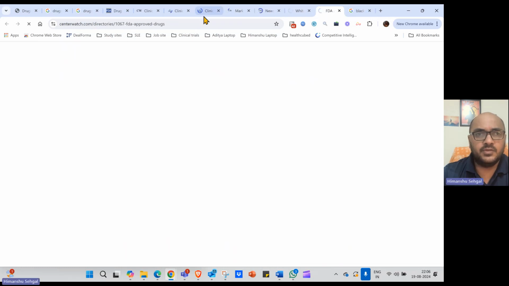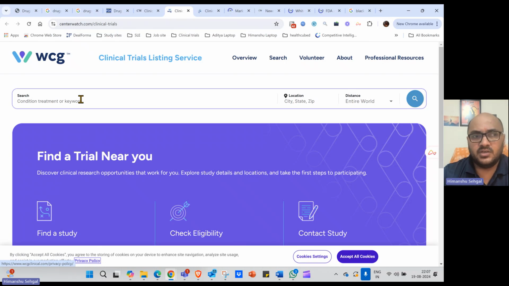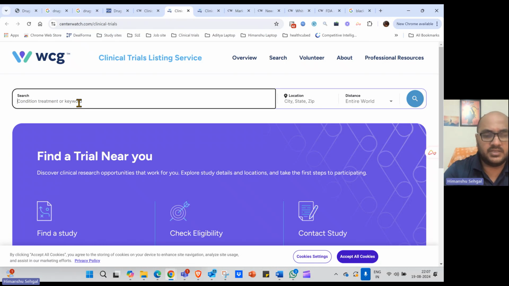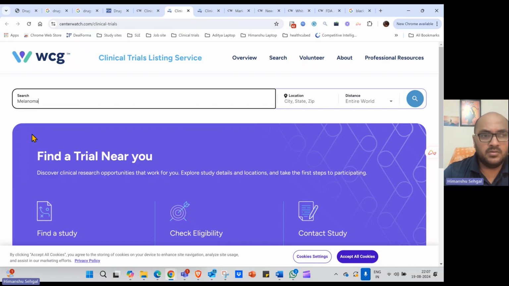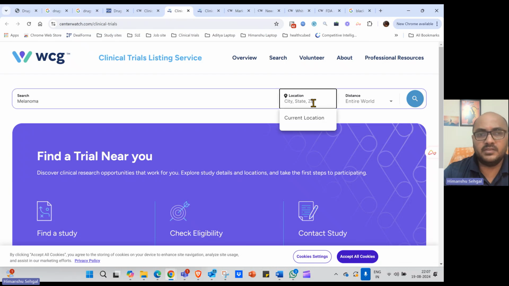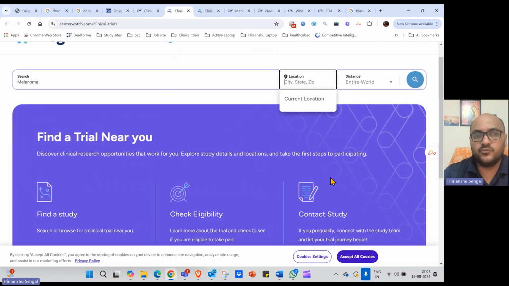So just refresh everything. You can search on this, which is the trial near me. Again, for this kind of information, I wouldn't prefer Center Watch, but this is a decent platform. So let's say I want to search about melanoma. So condition, melanoma. I searched. Again, this is mostly done for patient finder study, check eligibility and contact the study. So this is basically meant for patients to find out the studies.